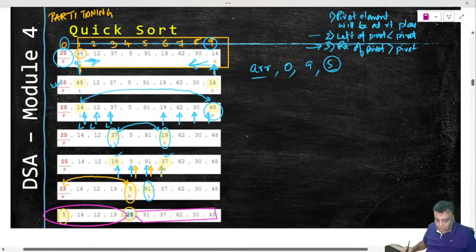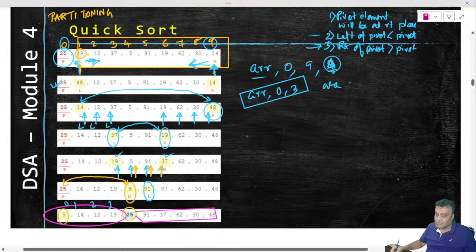0, 1, 2, 3, 4. Okay, somebody tells me 4 is the position of my pivot. Then can I divide this array into two subarrays? Of course I can. I can say from ARR 0 to 3 is one subarray, that is 0, 1, 2, 3. This is one subarray. And ARR 5 to 9 is another subarray. This is 5, this is 4, so this is 5, 6, 7, 8, 9.